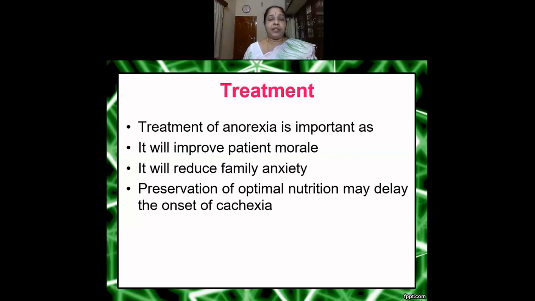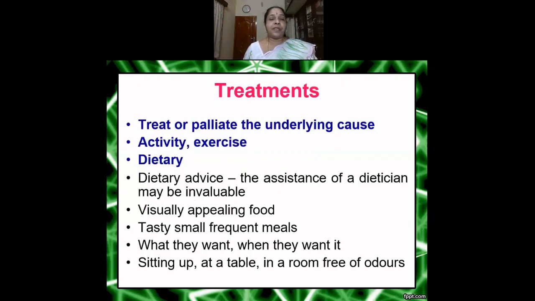Treatment of anorexia is important because it will improve the patient's morale, meaning their attitude and well-being will be improved. It will reduce the anxiety among the family members, help to preserve optimal nutrition, and it may delay the onset of cachexia. Cachexia is abnormal weight loss. When the patient does not eat food, the patient becomes malnourished, and there is weight loss in the individual, leading to cachexia.